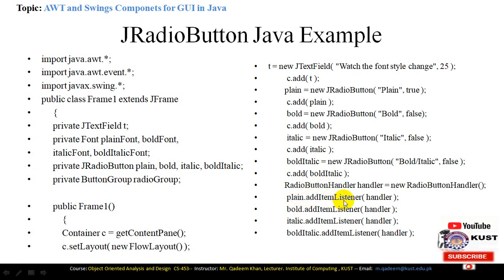plain.addItemListener(handler). Similarly, bold.addItemListener(handler), italic.addItemListener(handler), and boldItalic.addItemListener(handler). So that means we have associated this handler with all the radio buttons, including plain, bold, italic, and bold italic.